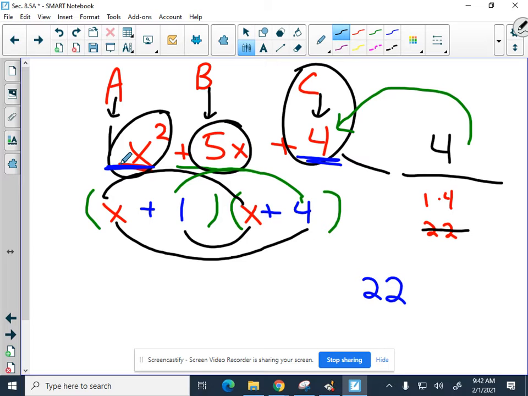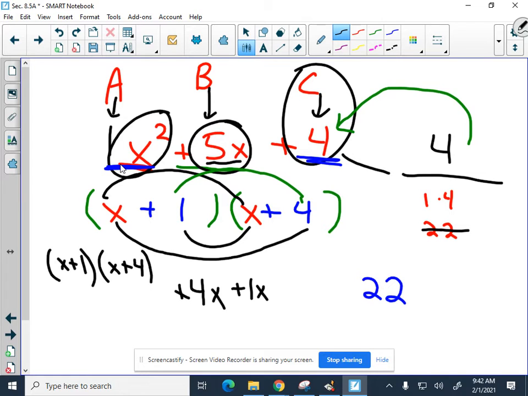When you check the smiley face and the nose, those 2 always have to add up to this one. X times 4 is a positive 4x, and 1 times x is a positive 1x. Those 2 add up to 5, so I factored this one correctly. So what's my answer? My answer is x plus 1 times x plus 4. That's the factored value of this, and that's what we're learning today.